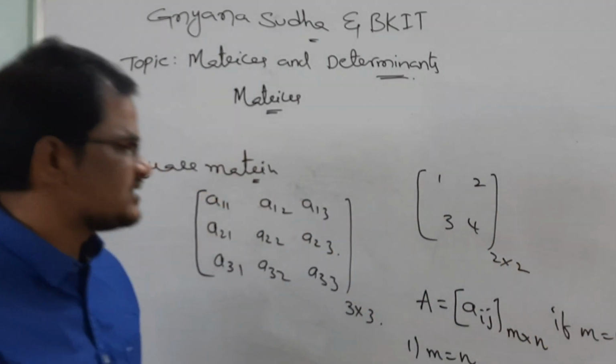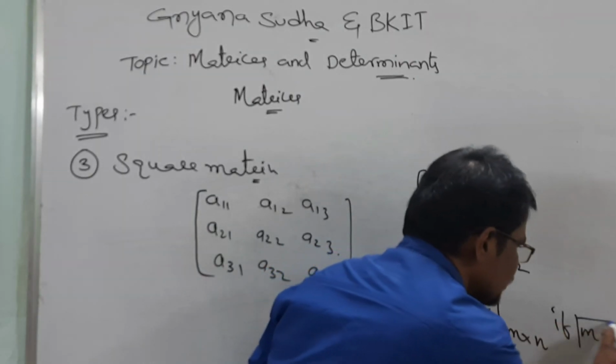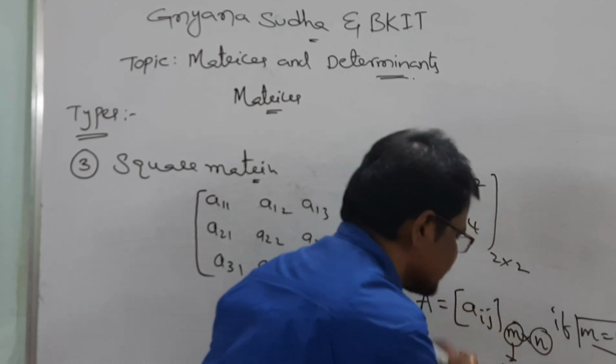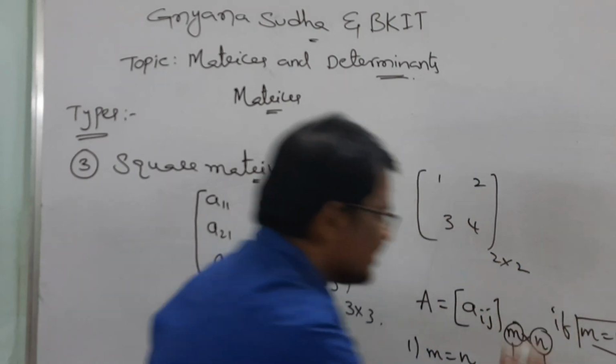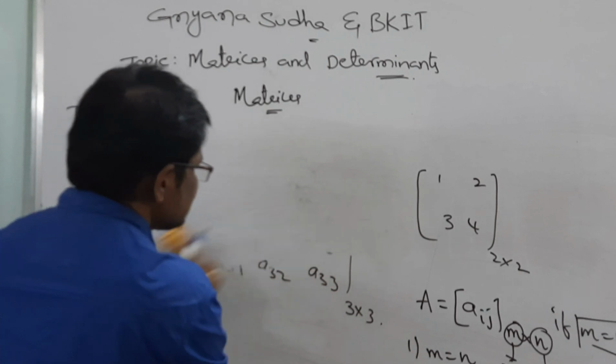A matrix Aij, m by n, is said to be a square matrix if m equal to n, meaning the number of rows is equal to the number of columns. Always the first one denotes rows, and the second one denotes columns, right?